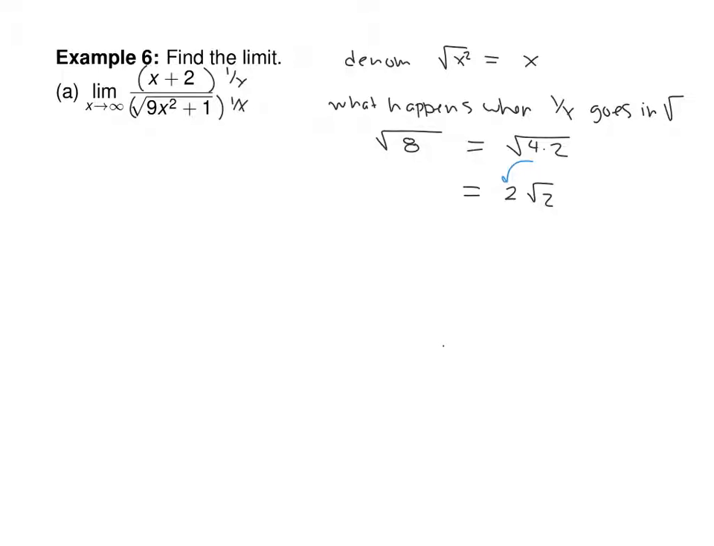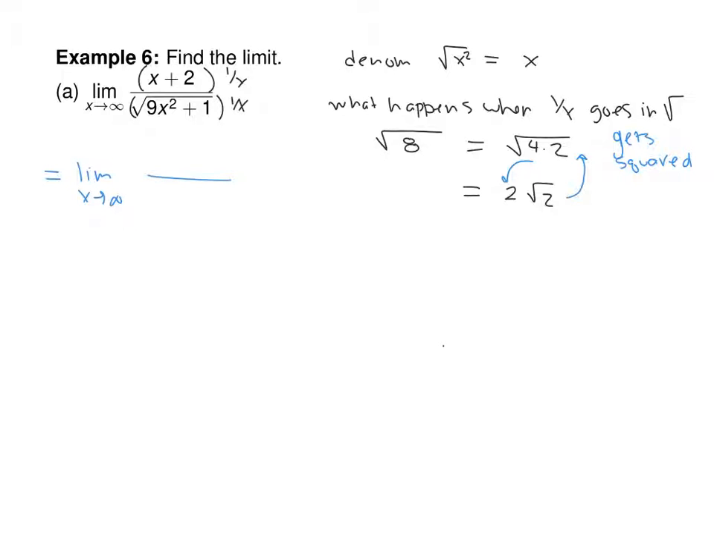It was rooted. So if you wanted to put it back in, you'd have to square it. Does that make sense? Something comes out, it gets rooted. To go back in, it gets squared. Okay, so that becomes the limit as x goes to infinity.